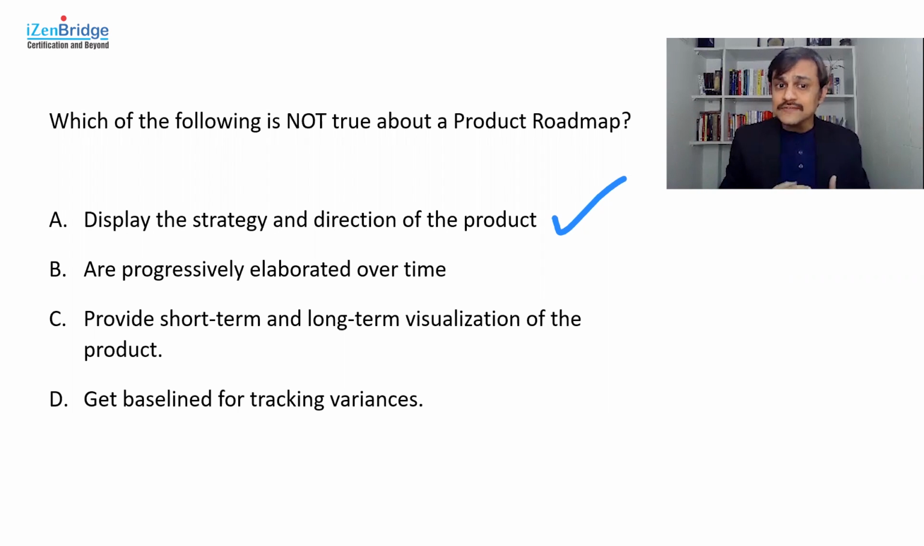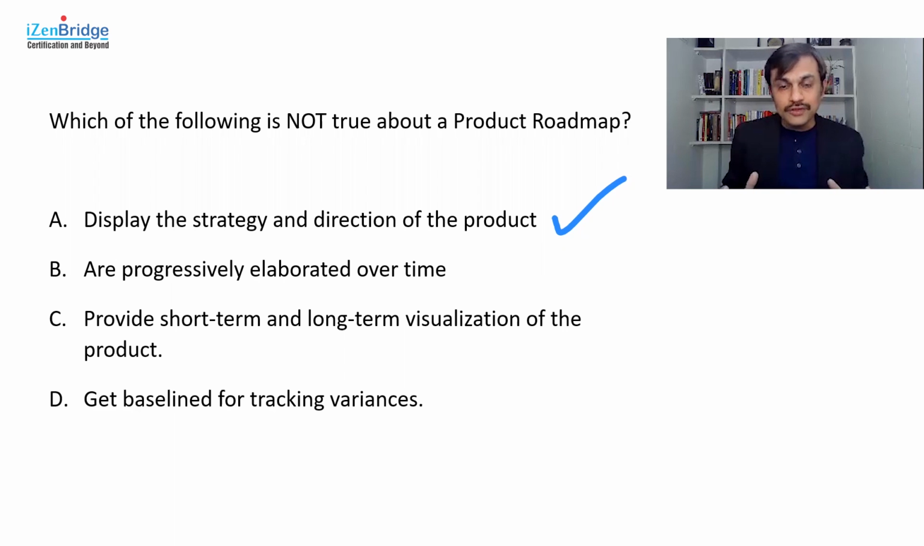Are progressively elaborated over time. So what does it mean? So the idea here is the direction is laid out, but the detail inside that direction will get refined and elaborated and adjusted over a period of time. Which means product roadmaps are expected to get elaborated, explained, and modified as we go along. That's something we can say is indicated by the option B.